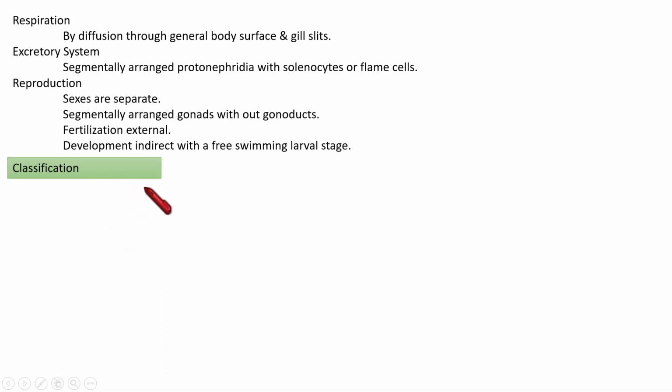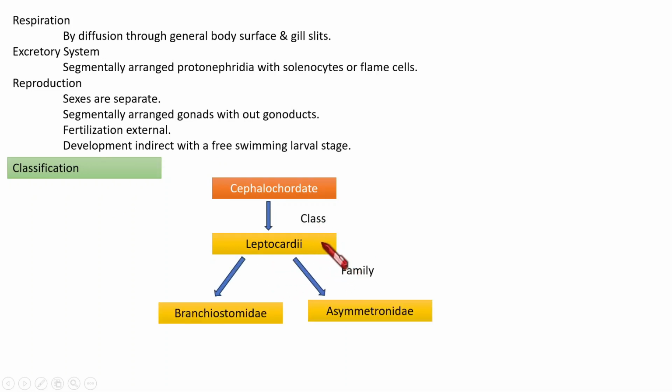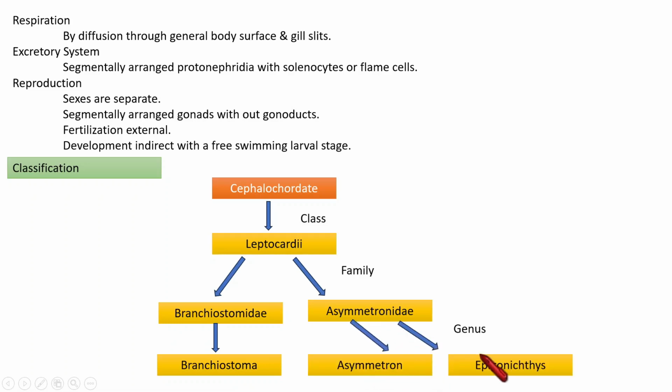Next we are going to see the classification. Only this much about general features. Then classification. Cephalochordata is divided into a single class. What is the name of that class? Leptocardii. And this class is divided into two families, Branchiostomidae and Asymmetronidae. Branchiostomidae has the genus Branchiostoma. And Asymmetronidae is divided into two genera, Asymmetron and Epigonichthys. Okay, and up to genus we have learned.